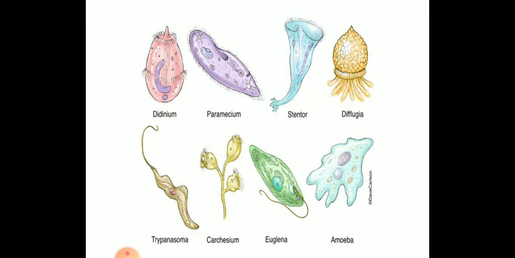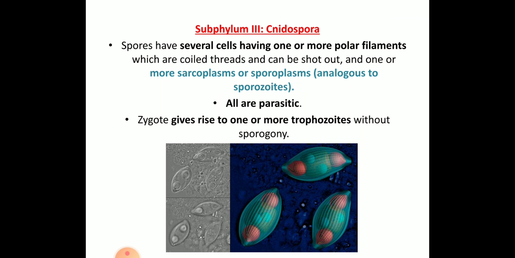So these are the examples of schizogony, related to Paramecium and Amoeba. I have noted some of the examples. So please refer to some of the textbooks for the correct examples, and for drawing purposes also.